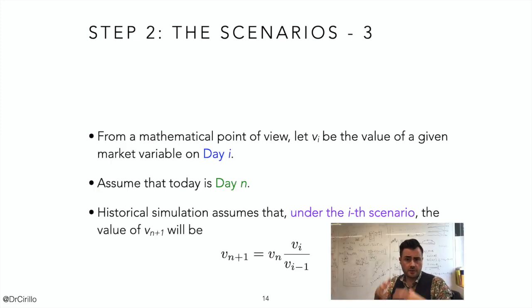As said, take today to be day n, and let Vi be the value of market variable V in day i. According to the ith scenario, the value of my market variable tomorrow is Vn+1 equal to Vn, the value today, multiplied by the daily variation that we observed between i-1 and i. So by multiplying Vn by the ratio Vi over Vi-1.